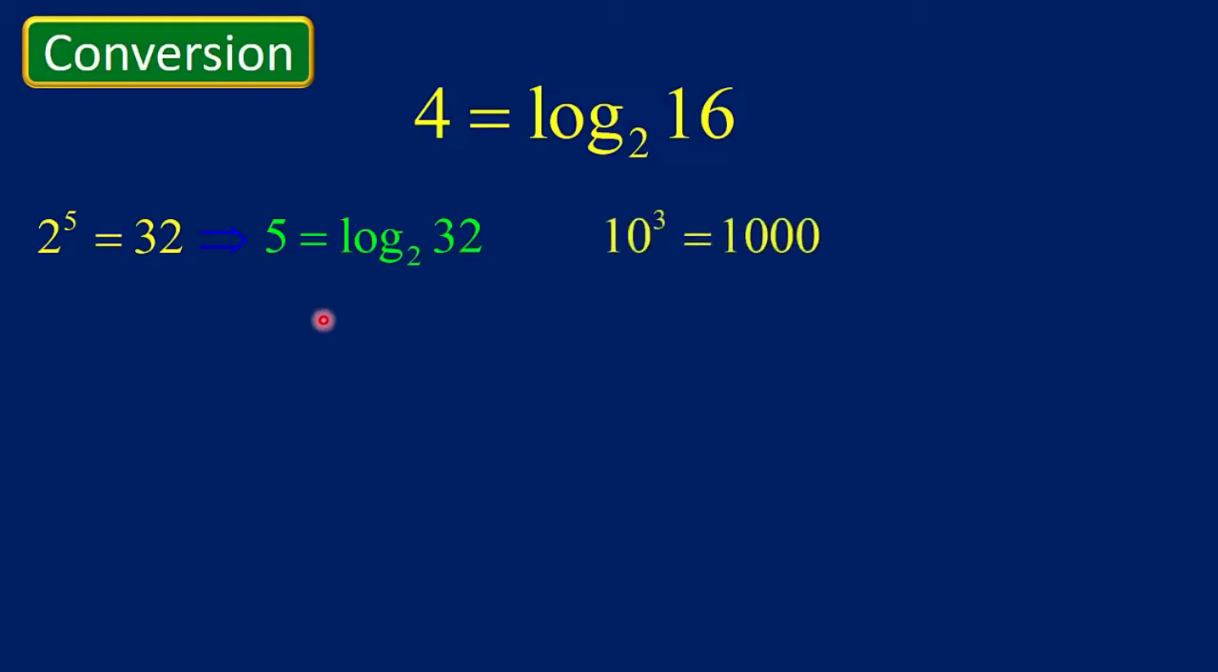Okay, let's try this one. 10 to the third equals 1,000. Well, I'm going to take the base here and make it the base of a log over here, and there we have it. Of course, I didn't write the base 10 over here because remember, this is the common log.